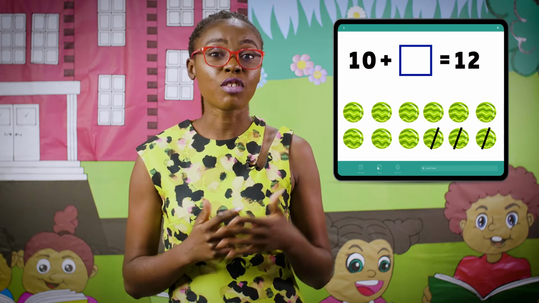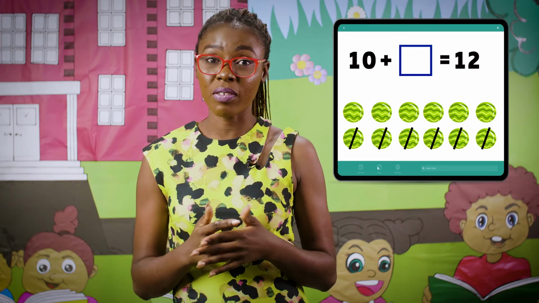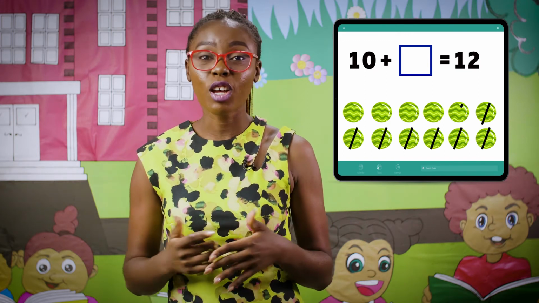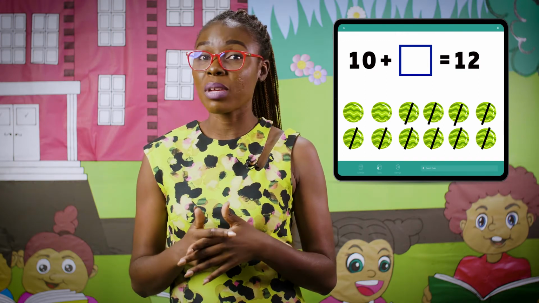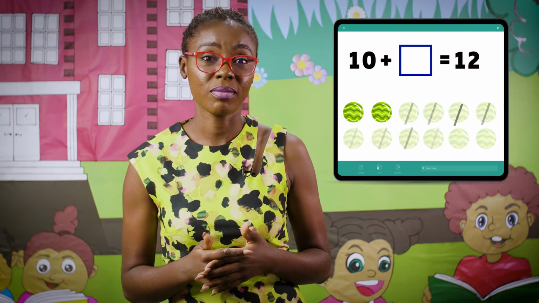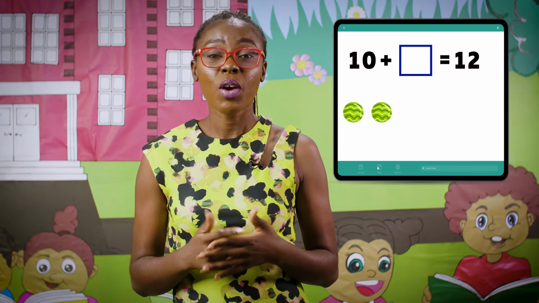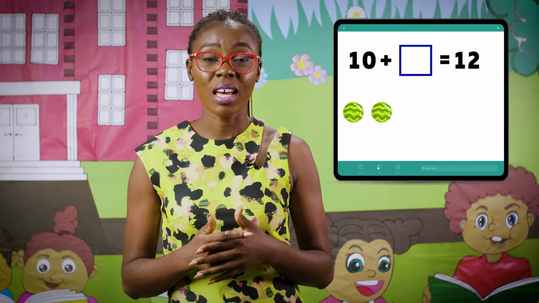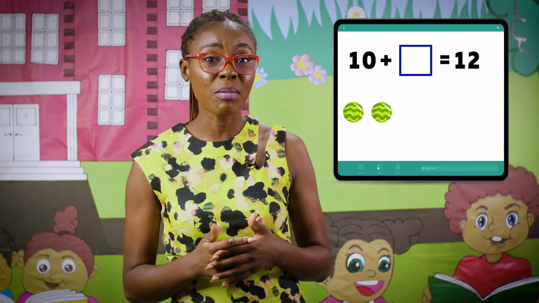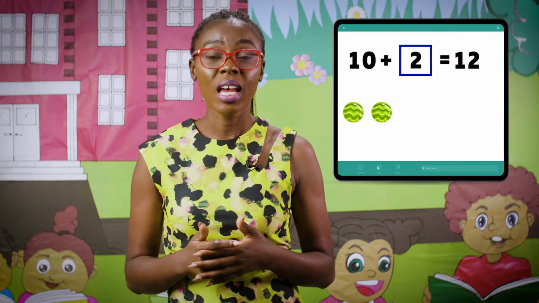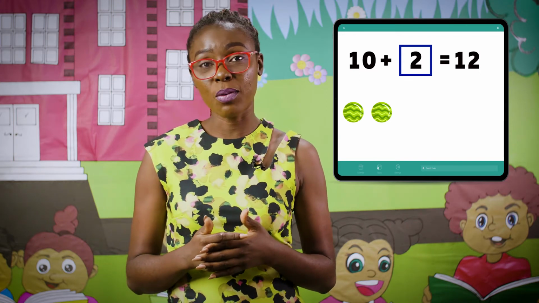After crossing out the number of bubbles for the number you're given, you then count the rest to get the number that is supposed to be in the empty box. So now, after we've crossed out 10 out of 12 bubbles, we have 2 bubbles left. That means the number in the empty box is 2. 10 plus 2 equals 12.